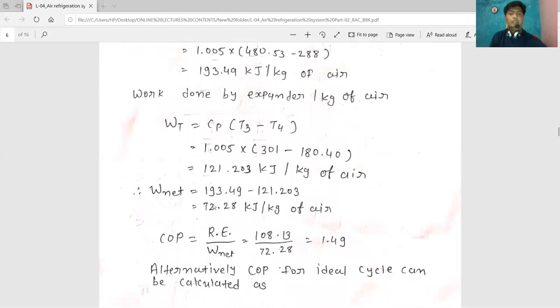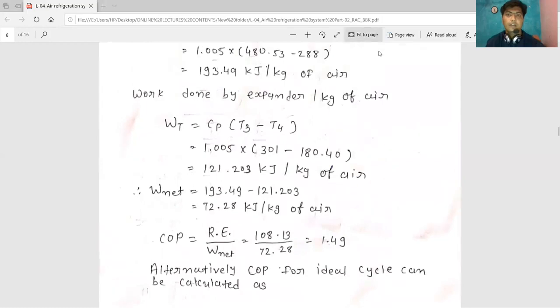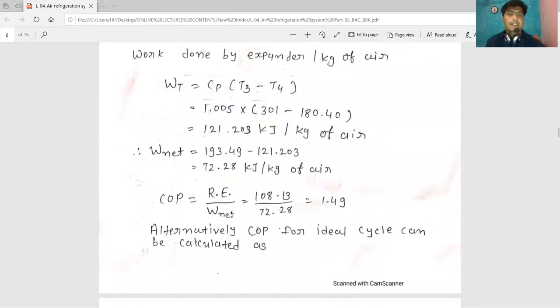So how can we calculate W net? Work of compressor minus work of turbine. Then 193.49 minus 121.23 is 72.28. Finally, COP. What is COP? COP is equal to RE divided by net work. Here, 108.13 divided by 72.28 is equal to 1.49.